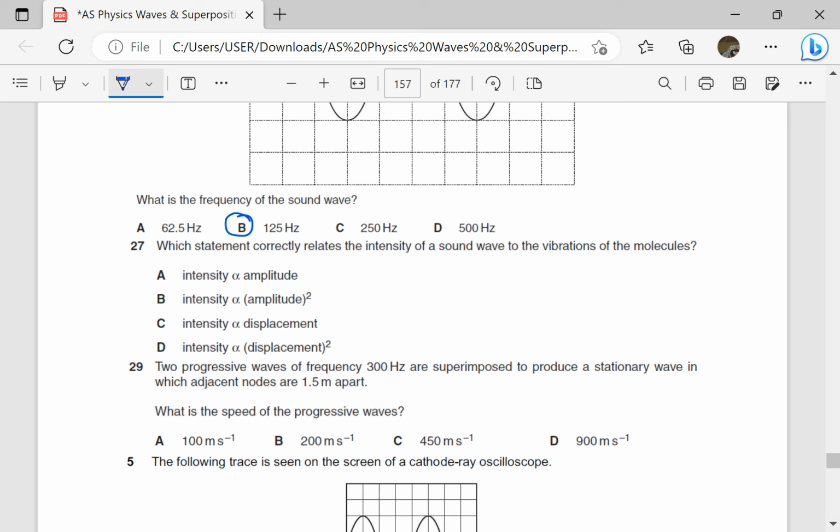Which statement correctly relates the intensity of a sound wave to the vibrations of the molecules? We know that intensity is directly proportional to amplitude squared. So just look for that. This is wrong. And our answer is going to be B. Intensity is directly proportional to amplitude squared.